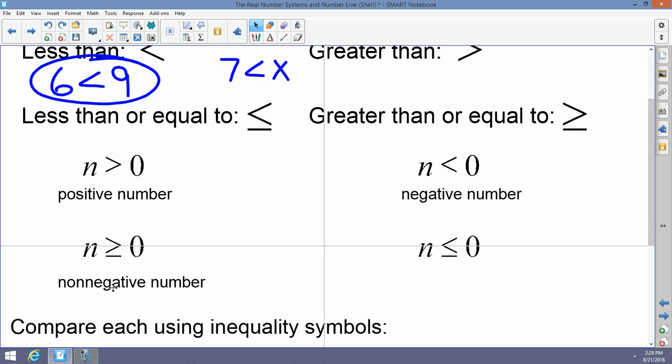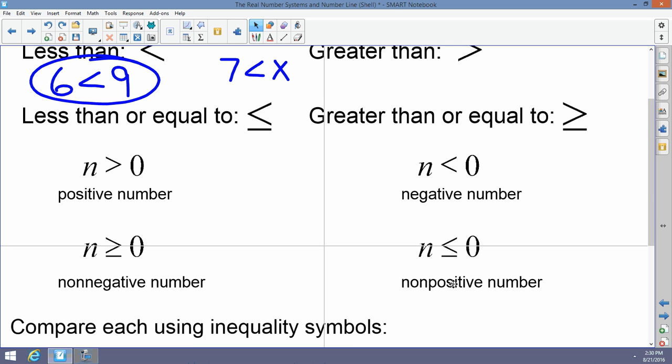So n is greater than 0, it's a non-negative number. When n is greater than or equal to 0, it's a non-negative number. It can be 0 or it can be positive, but for sure, it's non-negative. If n is less than or equal to 0, kind of the reverse happens. This would be a non-positive number. It's going to be less than 0, so therefore it would be negative, it's not positive. Or it can be equal to 0, but again, 0 does not have a sign. It is neither positive nor negative, it is neutral.